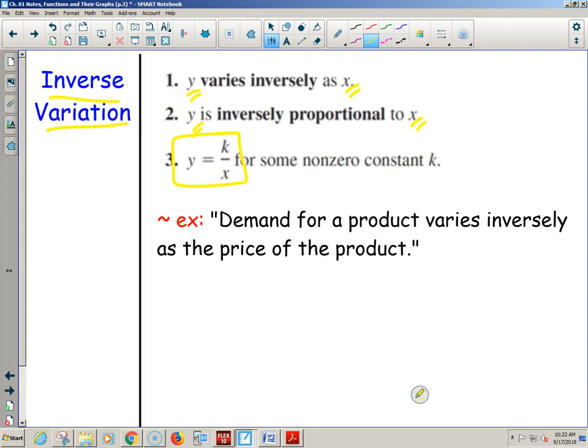You guys made an equation out of the example? Bust it out, you got it. Demand for a product varies inversely as the price of the product. Well, it does. What does inverse mean? Awkward. Demand varies inversely as the price of the product. Think about it in real world terms.